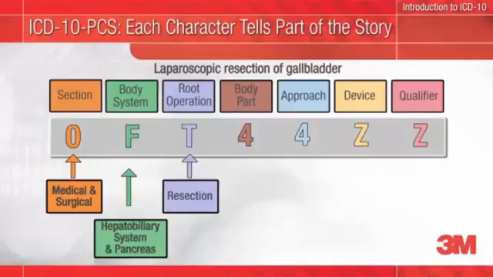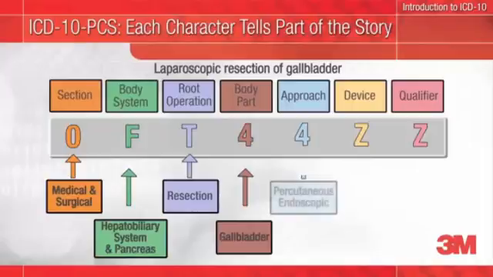In the code example you are viewing, the root operation is resection, which means that the surgeon is cutting out or off all of a body part without replacing it. The specific anatomic site where the procedure is being performed is identified by character 4. The body part, along with the body section represented by character 2, provide the exact location of the procedure. In this case, the body part is the gallbladder, which is located in the hepatobiliary system.